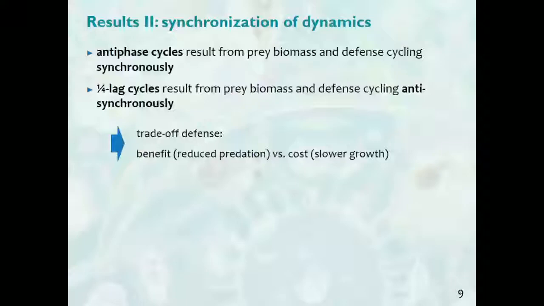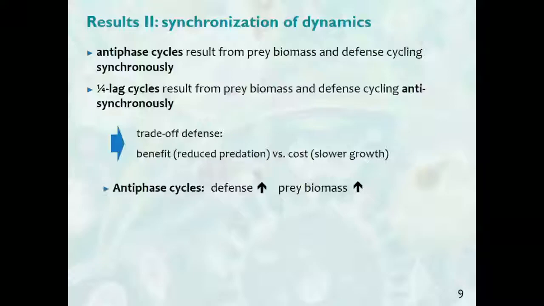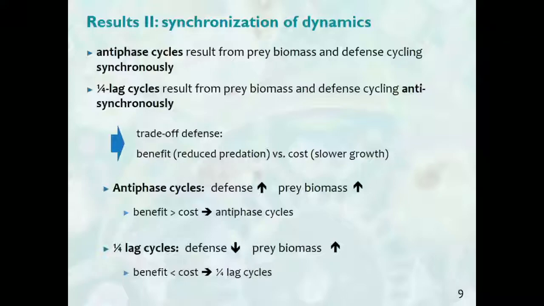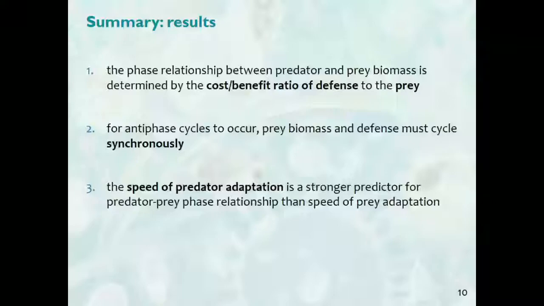So this is the condition that I showed for antiphase cycles. If defense goes up, the prey biomass must also go up. So this means that if defense goes up, it releases the prey from predation, which allows it to suddenly start growing. So we expect this to happen if the benefits of defense are much more pronounced than the costs of defense. And conversely, if you find quarter-lag cycles, then if defense goes down, then the prey biomass goes up. So in this case, if the defense goes down, the costs of defense suddenly are lowered significantly, which allows the prey biomass to grow. So in this case, the peak in the prey biomass is caused by a release from the costs and not by a release from defense, which is expected to happen when the costs are much more pronounced than the benefits. So with this, I'd like to summarize my results.